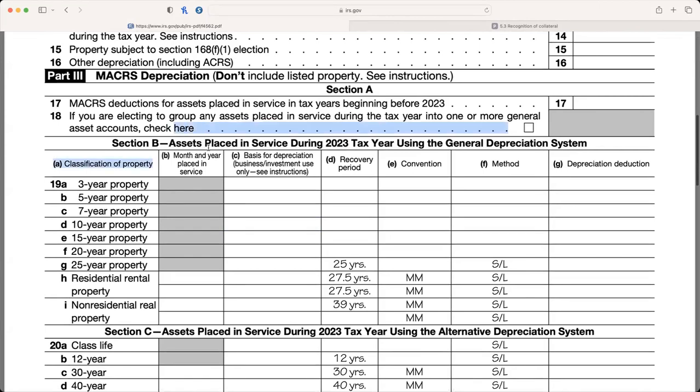Assets placed in service during, excuse me, I'm trying to highlight, I can't. But assets placed in service. So we talked about assets. Of course, hopefully everybody's still following the same assets. Placed in service during 2023 tax year using the general depreciation system. So even if you want to put that word in the chat and note that for yourself so you can understand what's going on. So this is where I realized it's applying to our car and home loans.